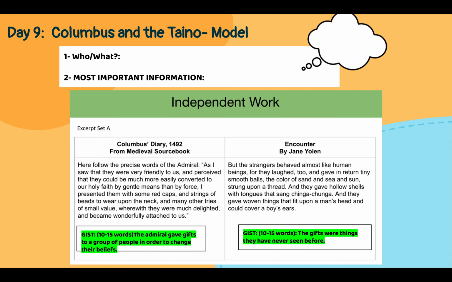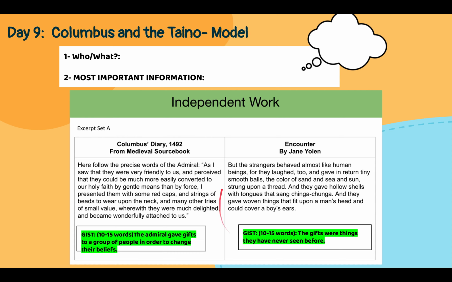We know that the Admiral has given these people gifts, and that this was done in order to convert them or to change their beliefs. So those two pieces of information together, I'm going to put it in my own words, and my gist will look something like, the Admiral gave gifts to a group of people in order to change their beliefs. Looks simple enough, right? Let's try it again.